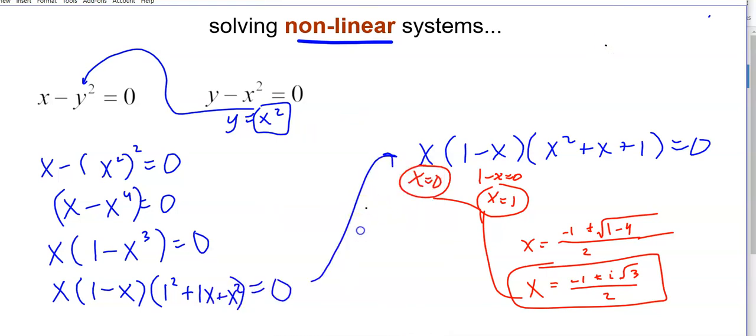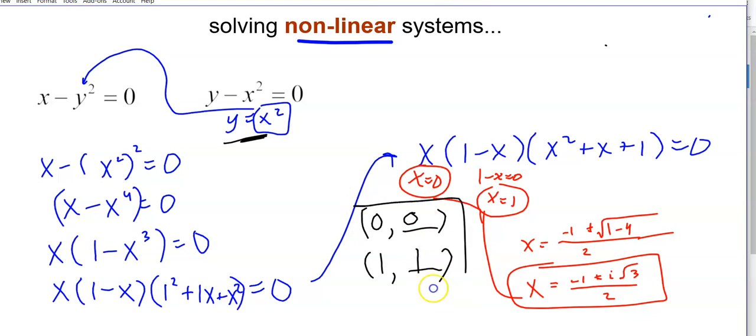So my solutions are: I know there's a solution when x is 0. I don't know the y value. I know there's a solution when x equals 1. I don't know the y value. So you've got to plug in to one of these. This one's solved for y, so I'm going to plug in. So if you plug in 0, you get y is 0. Okay, so I know that's one of the solutions. Plug in 1, 1 squared is 1, y is 1, so those are two solutions.